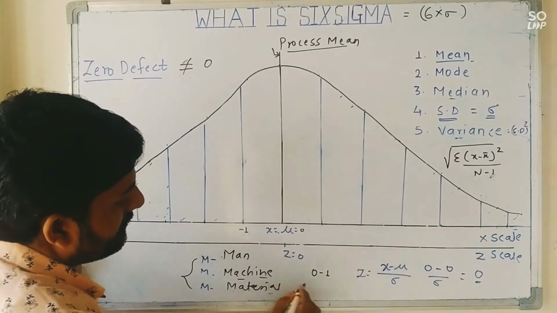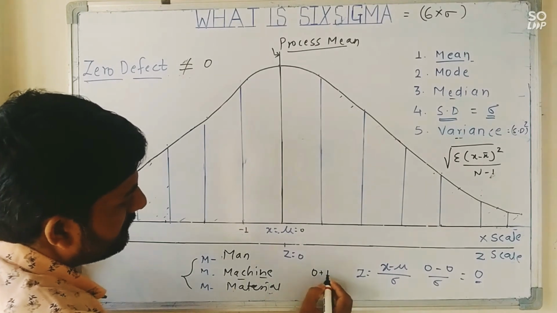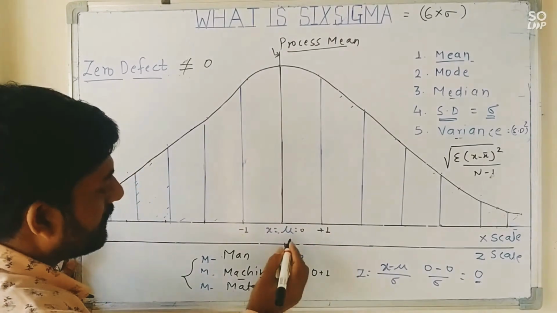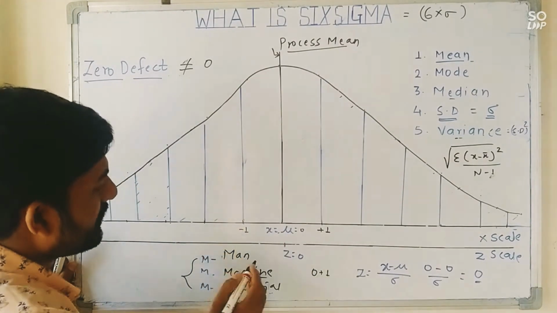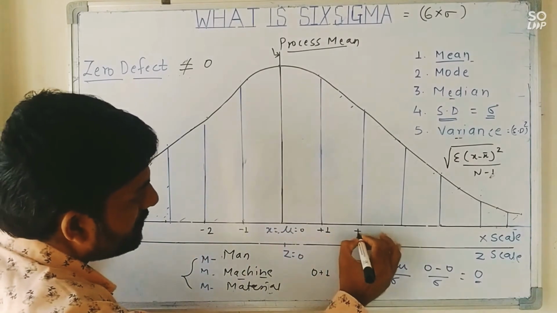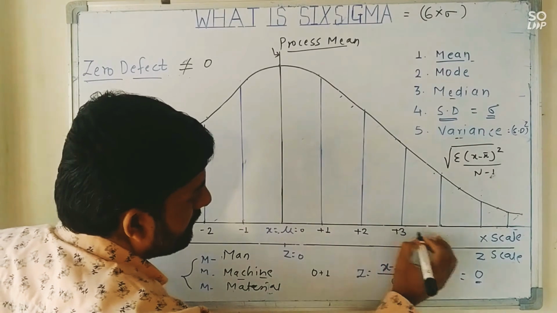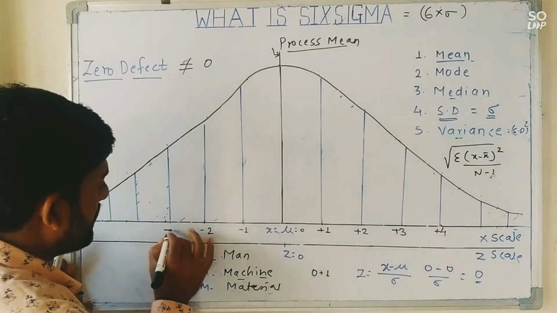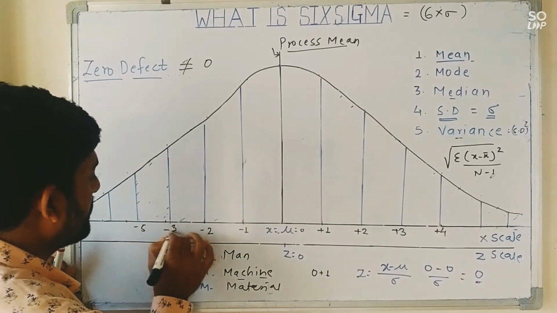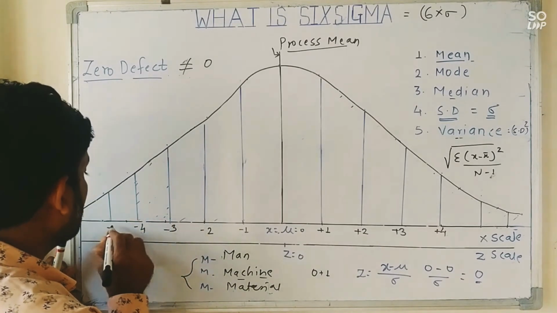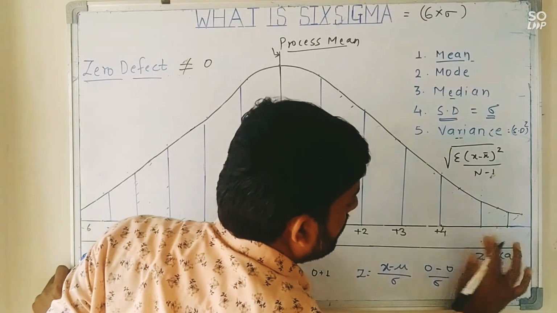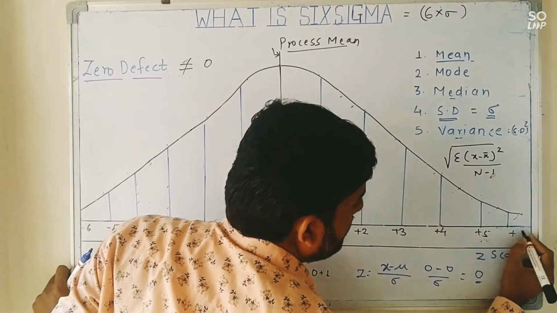And if I add 0 plus 1 standard deviation, it will become positive 1. Again, if I subtract 2 standard deviations, 0 minus 2, it will come minus 2. Here plus 2, plus 3, plus 4, and minus 3, minus 4, minus 5, minus 6, plus 4, plus 5 and plus 6.